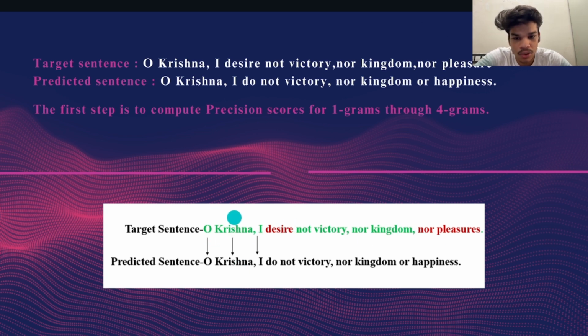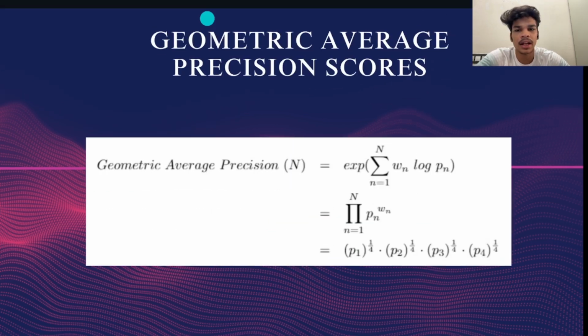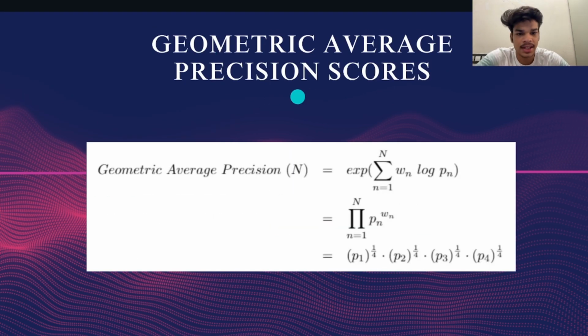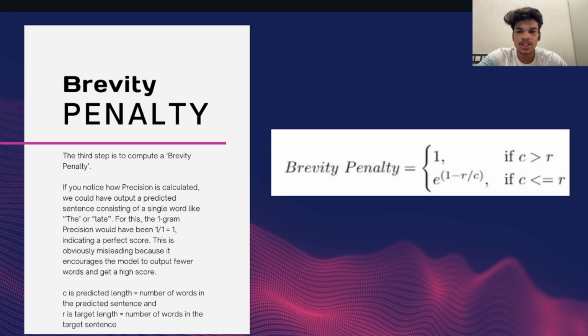Like this, we will consider two words: O Krishna, Krishna I, then I desire, I do. And like that, we'll calculate precision scores for 2-grams, 3-grams, and 4-grams. After that calculation is done, we'll calculate the geometric average precision score. That is calculated as P1 to the power 1/4 into P2 to the power 1/4 into P3 to the power 1/4 into P4 to the power 1/4. Here P1, P2, P3, P4 are the precision scores for 1-gram, 2-gram, 3-gram, and 4-gram. We'll calculate the geometric average precision and then we'll come to the brevity penalty.